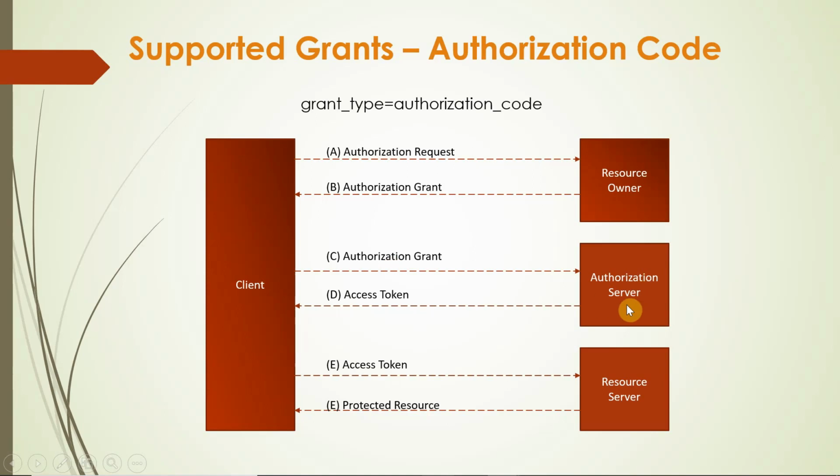Using that, the authorization server will return an access token. It's a kind of temporary access token, maybe valid for, let's say, 1 hour, or something that can be changed. With that access token, the client will be able to access the protected resources. So this is about the authorization code grant.